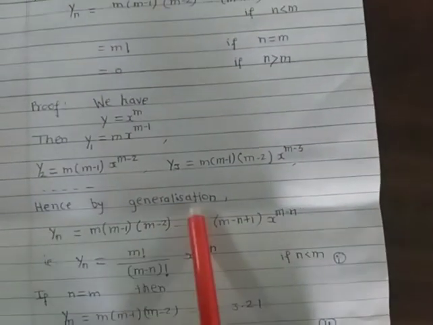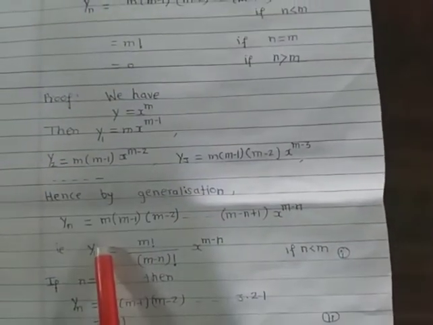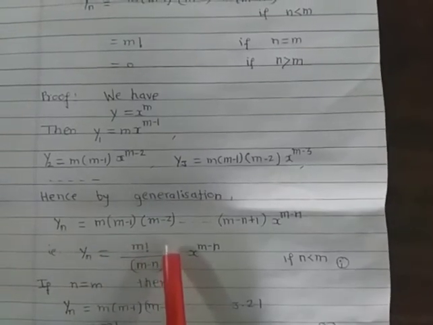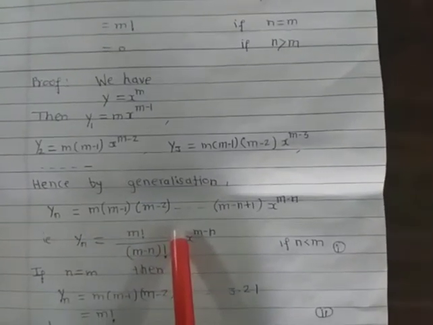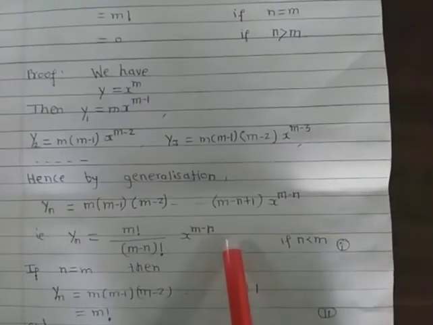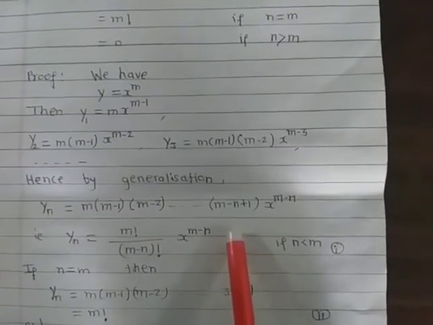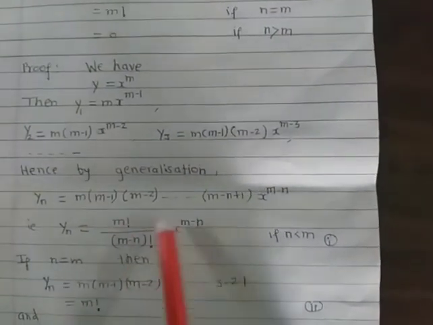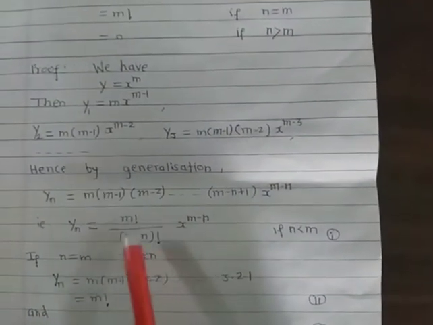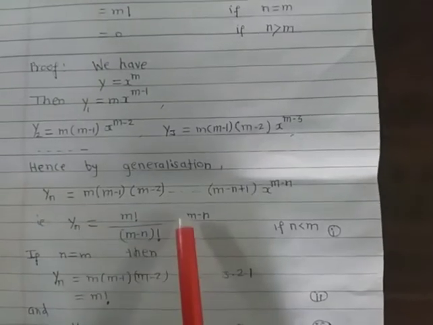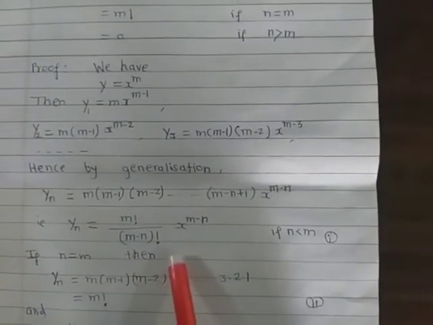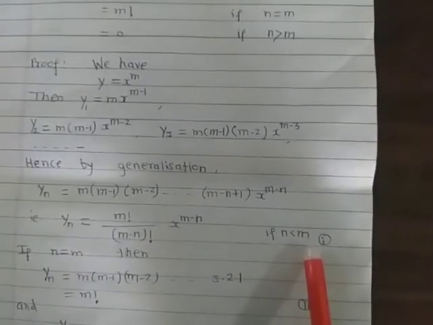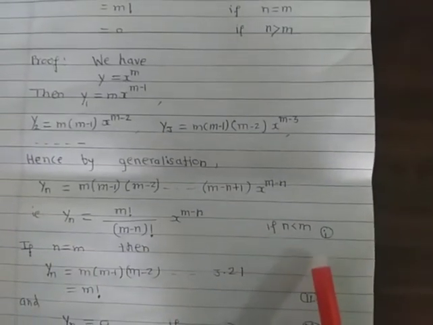Hence by generalization we get yn equal to m into (m minus 1) into (m minus 2) ... into (m minus n plus 1) x raised to m minus n. That is, this result can be put in factorial form as yn equal to m factorial upon (m minus n) factorial x raised to m minus n if n is less than m. Denote this result as 1.